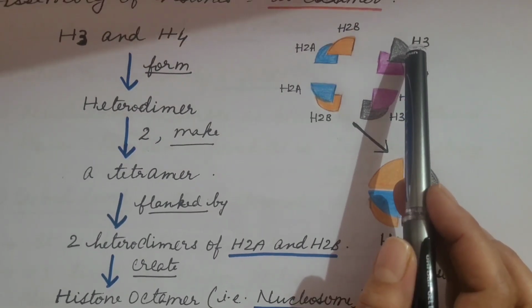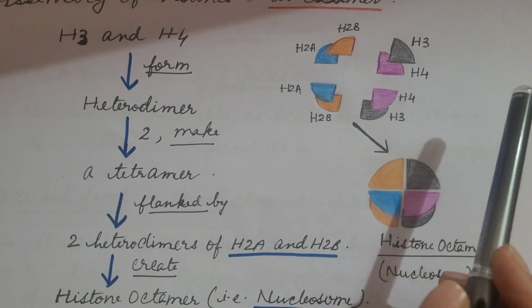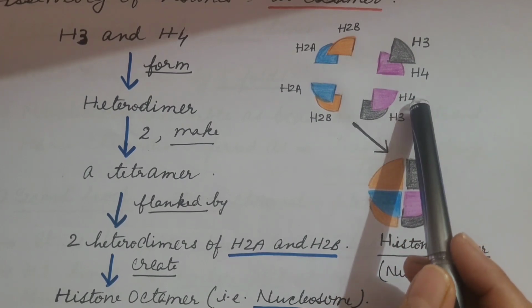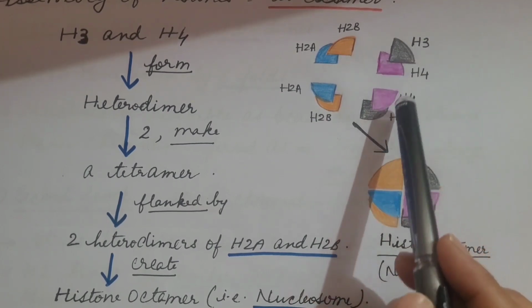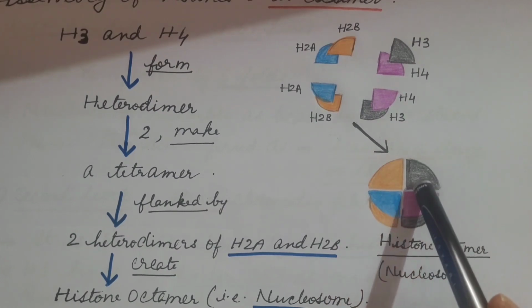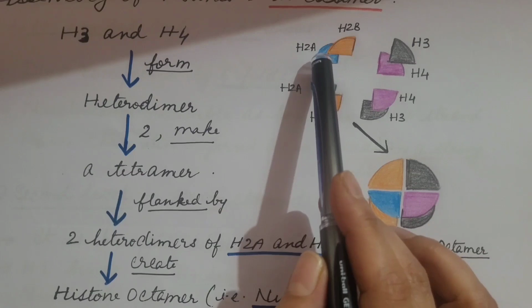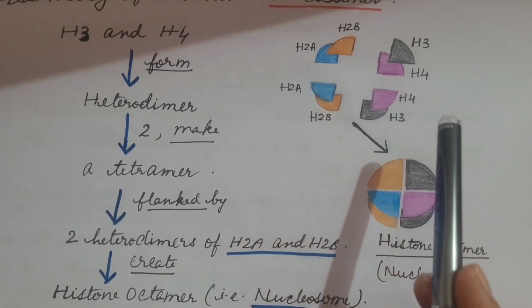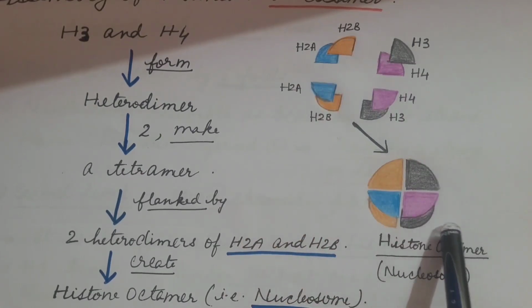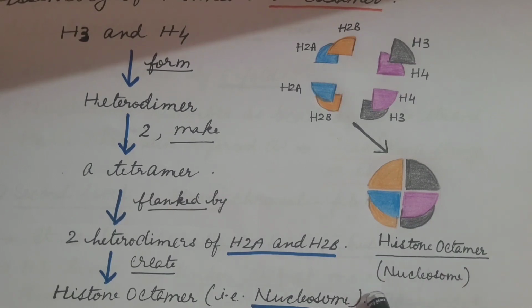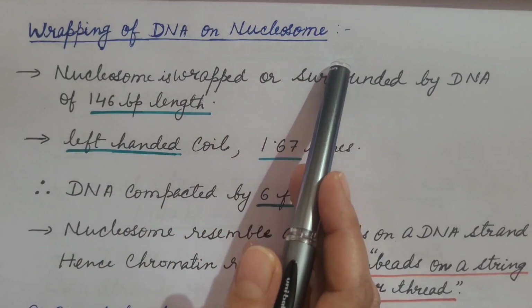So this is one heterodimer of H3 and H4 and this is the second heterodimer of H3 and H4. These 2 heterodimers then form a tetramer. This tetramer is then flanked by 2 heterodimers of H2A and H2B histone, and this results in histone octamer, also known as nucleosome. Now wrapping of DNA on nucleosome.